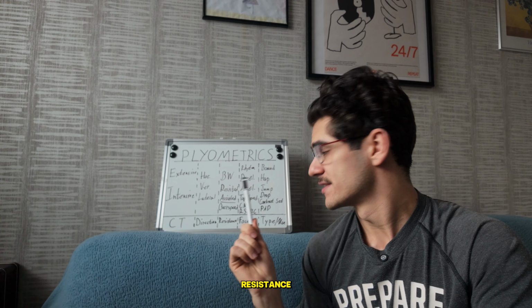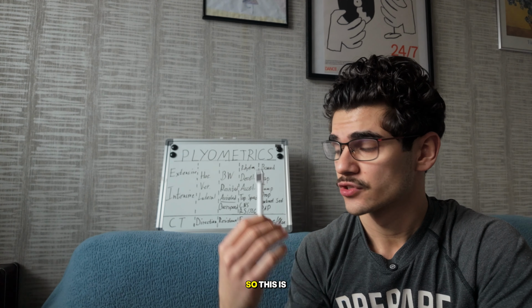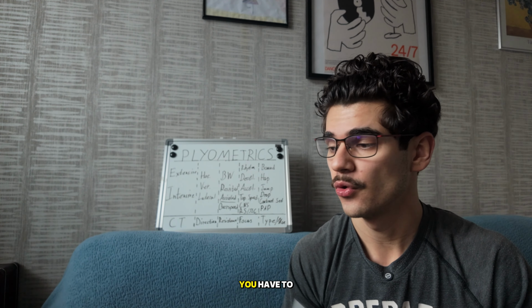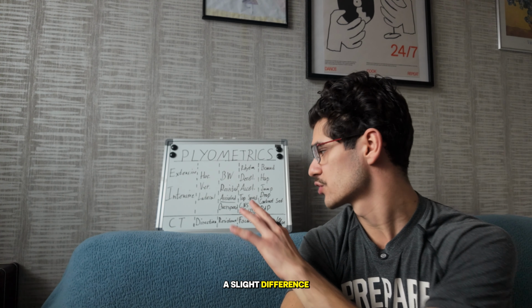Then we have resistance. That pretty much means the resistance or the force which is applied on the exercise. Just like with a squat, you can do a bodyweight squat, you can do an assisted squat, you can do a resisted squat by putting a barbell or increasing the weight on the barbell. So this is the resistance which is driving you down on the eccentric, and then in the concentric you have to resist this external load. With plyometrics, it's pretty much the same thing, but there is a slight difference when it comes to assisted. I'm gonna get to it a little bit later.